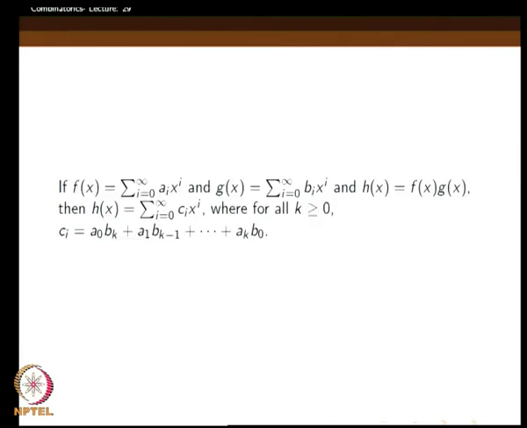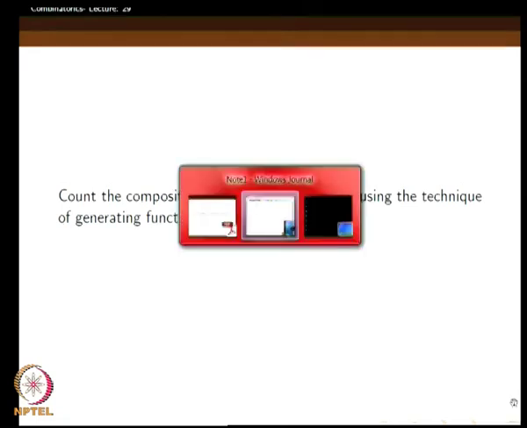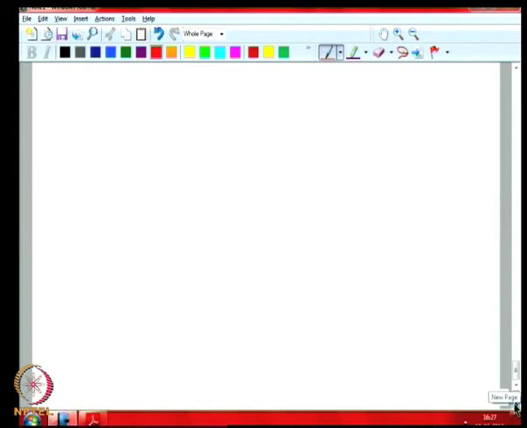Okay, this we have already discussed. Count the compositions of a positive integer n using the technique of generating functions. This is something which we have earlier looked at. What was the composition? For instance, 1 can be written as 1. It's only one composition here. We had seen this before. For instance, 2, we can write it as either just 2 or 1 plus 1. There are 2 compositions for 2, right.